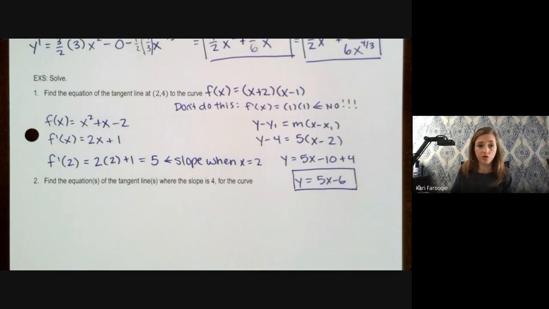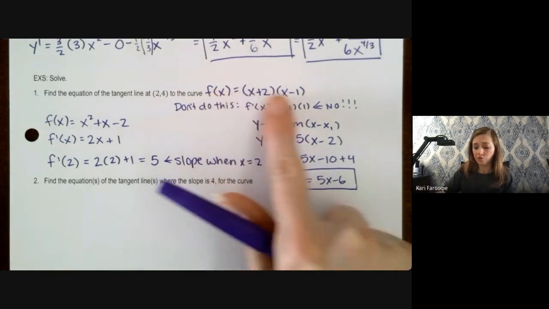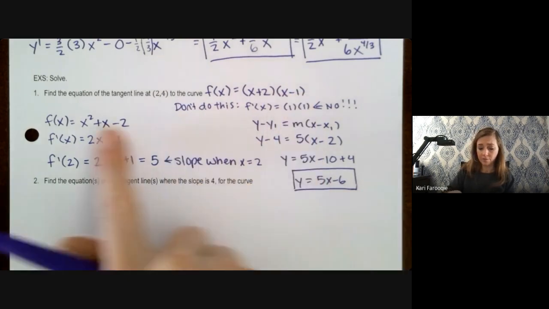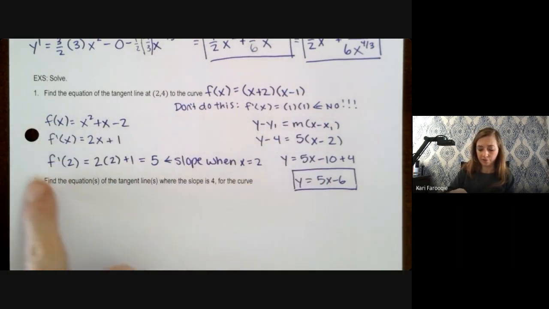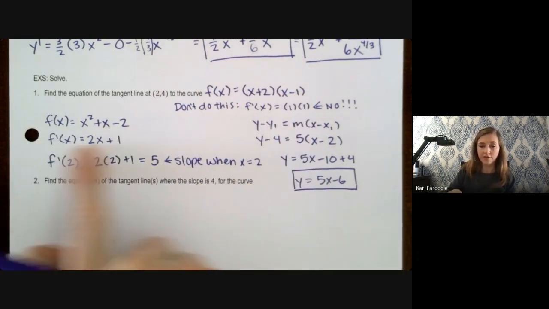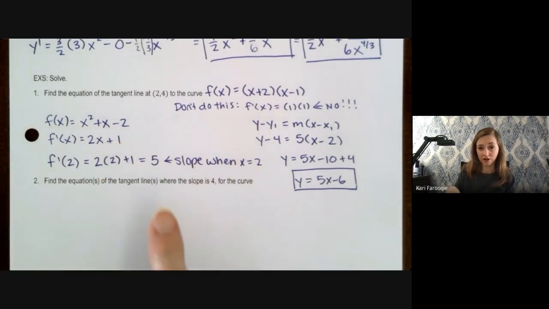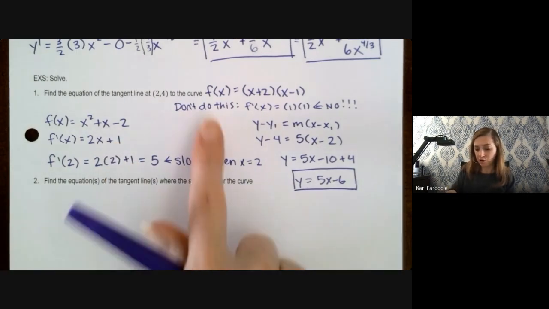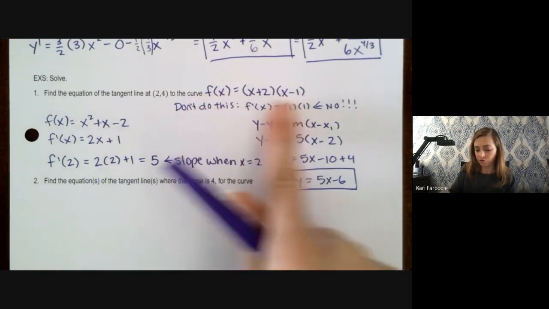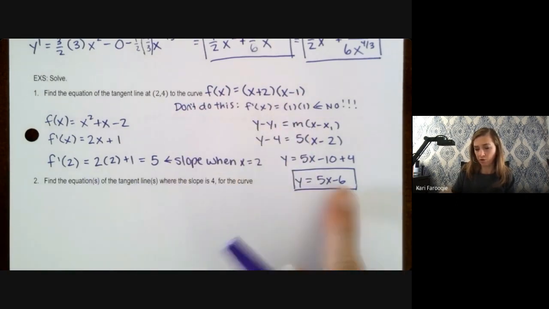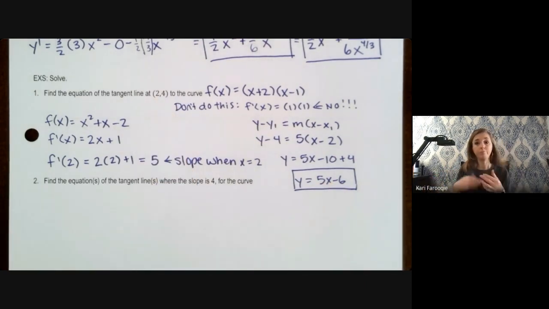Remember that you can always check this by putting this curve into your calculator and then putting your derivative function into your calculator. Or actually, you don't even really have to do that. All you really need to do is put this curve into your calculator and then put this equation for the tangent line into your calculator. And you should find that this hits your graph at exactly this point (2, 4) and it's tangent to the curve there.